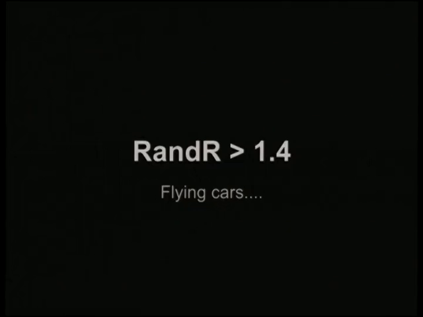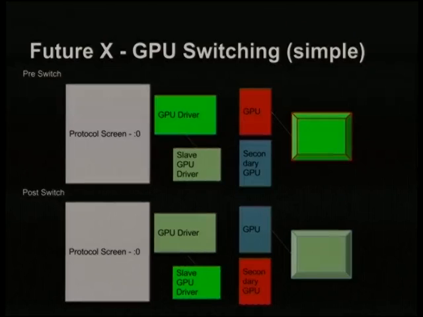So what's next? Where do I go now? The flying car's future, if it ever comes, I don't know. So GPU switching, a simple picture of it. Before the switch, you have a GPU driver and a slave GPU driver, the same thing. You've got a GPU rendering the screen and it's displaying the screen. And you do a GPU switch, and it's basically the other way around. The GPU that was a slave is now the primary, and it's now rendering the screen and displaying the screen. Again, that's the simplest form.